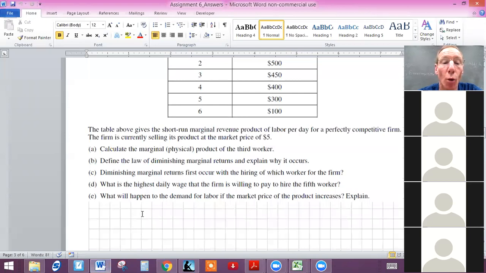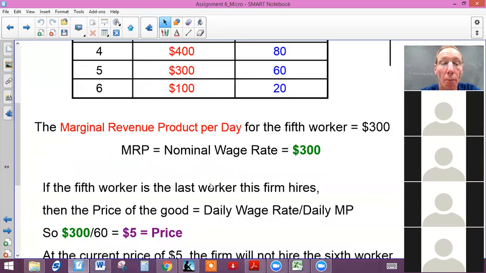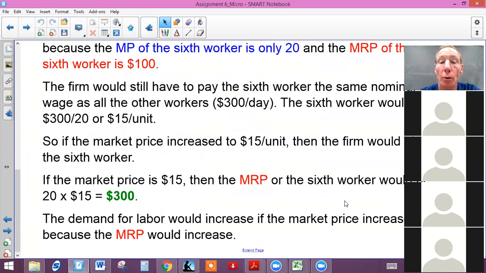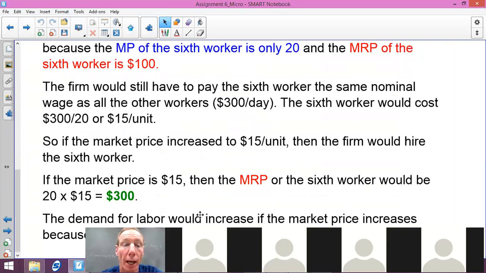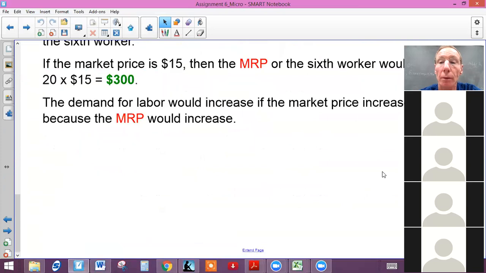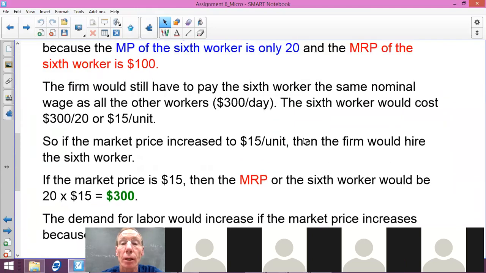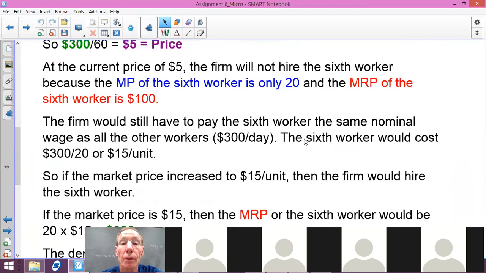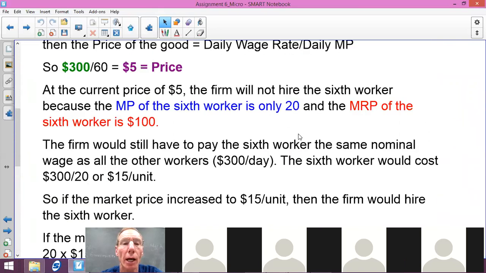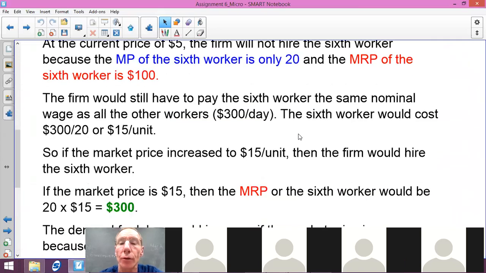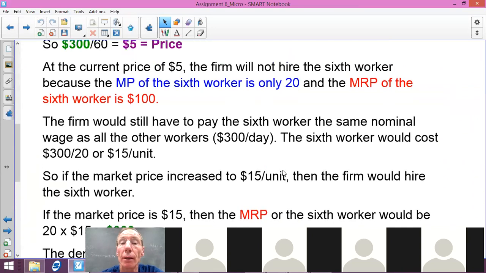And then E, what will happen to the demand for labor if the market price of the product increases? Okay. Let me get you guys out of the way here. I thought I had a graph in here. I guess I don't. I have a graph for the next one. So let's see. Where was I?